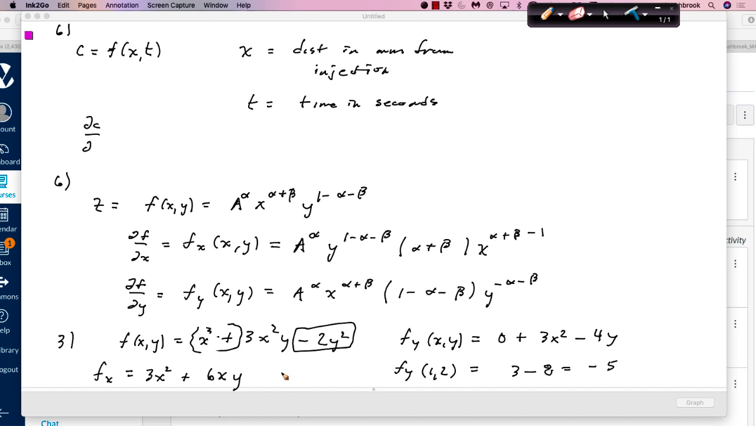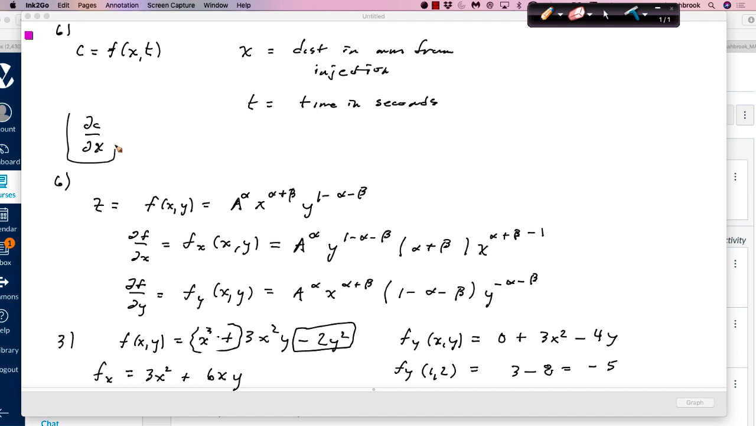Okay, other questions? David? Number 6, what would be a complete explanation for what the partial of C with respect to x means? Partial of C with respect to T or X? C with respect to X. Okay, anyone want to give it a try?